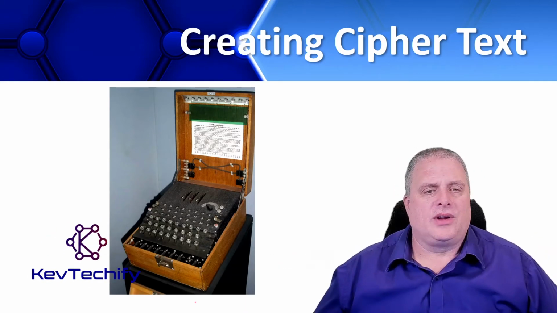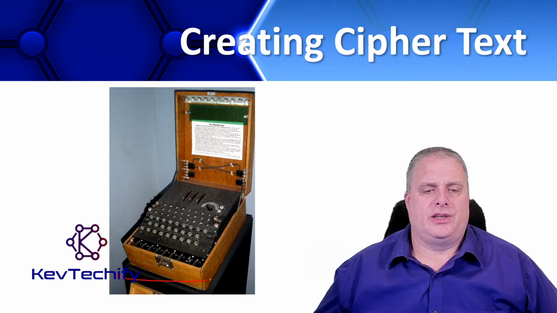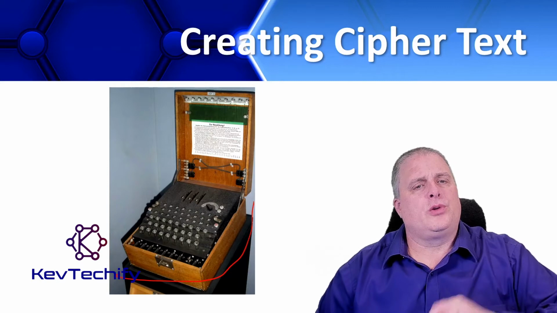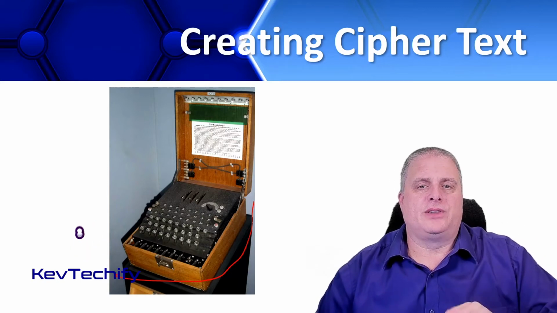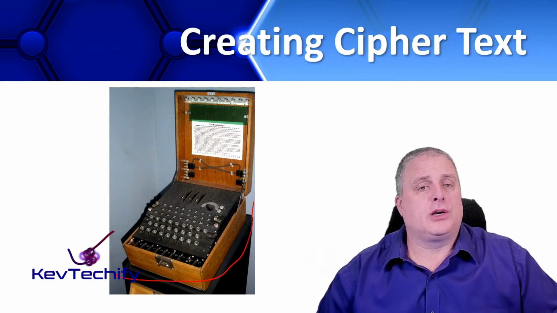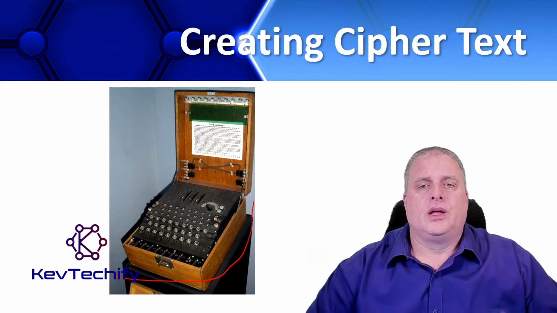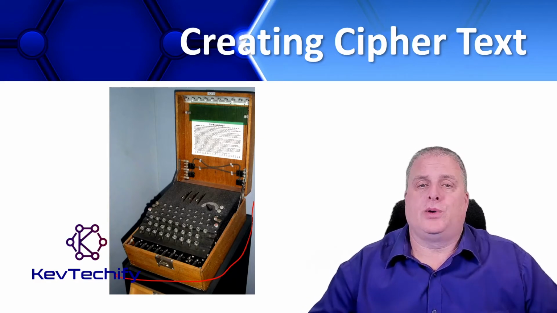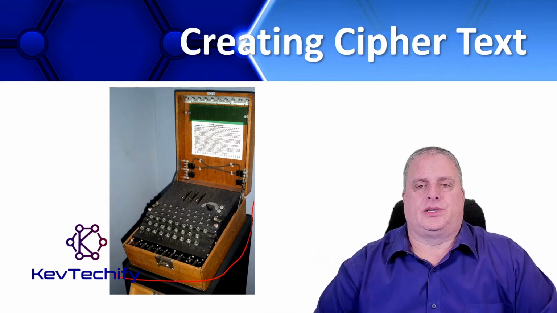Here we have the Enigma machine. This is the Enigma machine right here. Nice photograph of it. And this was an electrical mechanical encryption device that was developed and used by Nazi Germany during World War II. The device depended upon the distribution of pre-shared keys that were used to encrypt and decrypt messages.